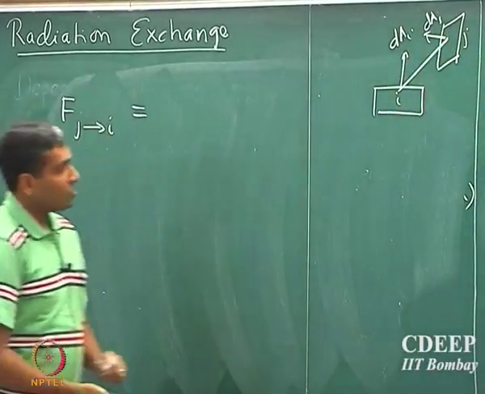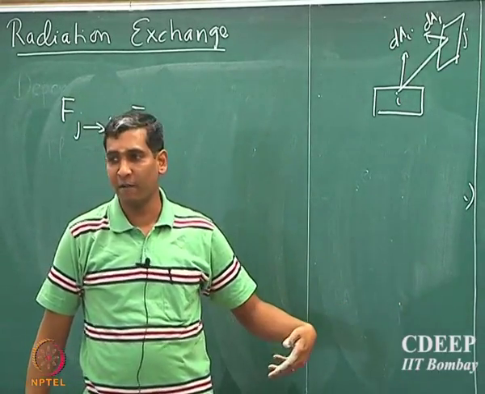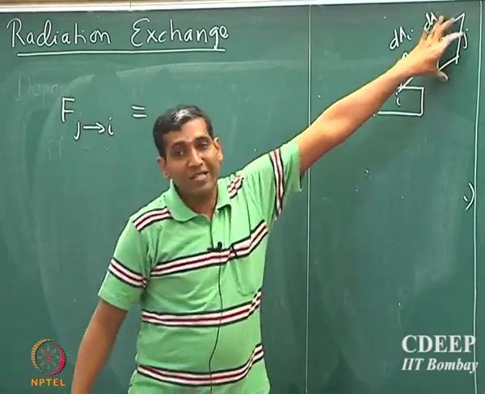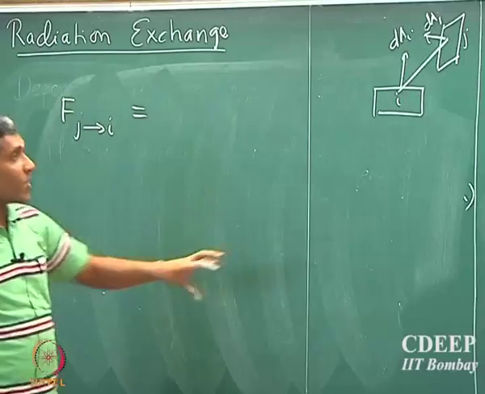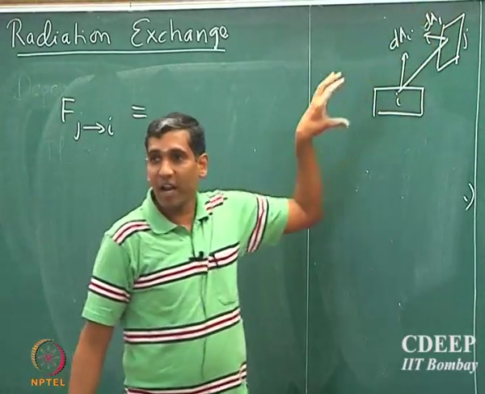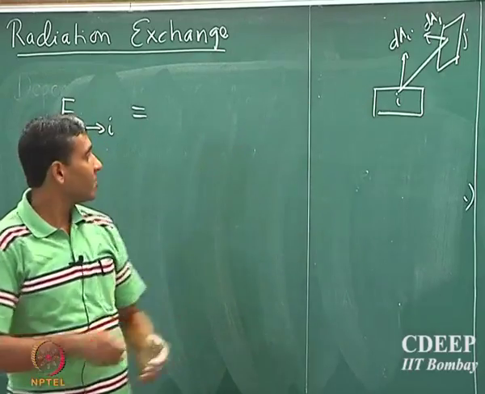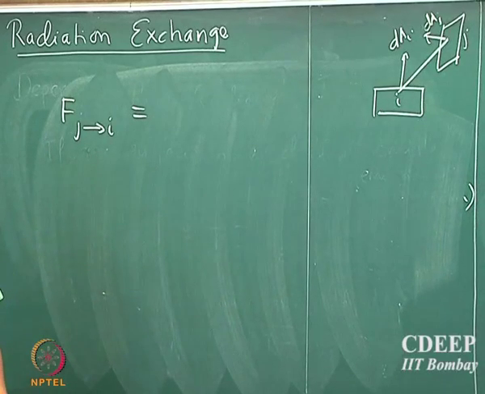Okay. So Fij tells you what is the view factor for emission which is coming out of surface i and is received by surface j. Fji is emission coming out of surface j and that fraction which is received by surface i, right. So what will that be based on this expression?